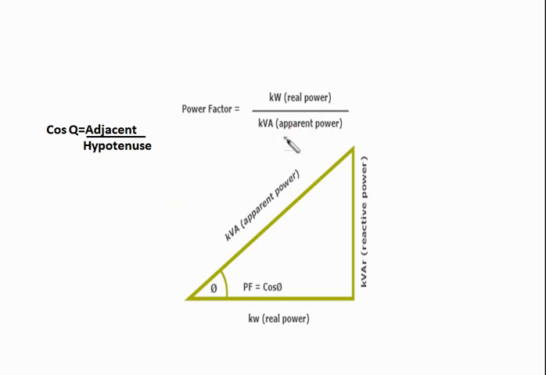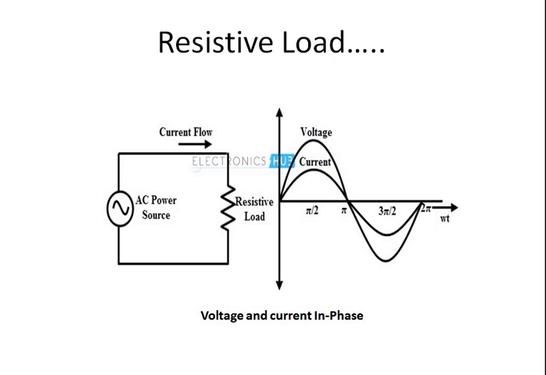Power factor lies mostly between 0 to 1, and power factor should always be kept up to unity. The power factor depends upon the different types of load. There are three types of loads connected to the system, that is the resistive load, inductive load and capacitive load. Now you will understand how the different types of load impact the power factor.